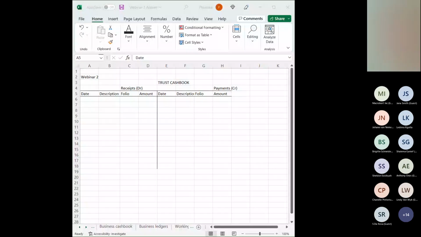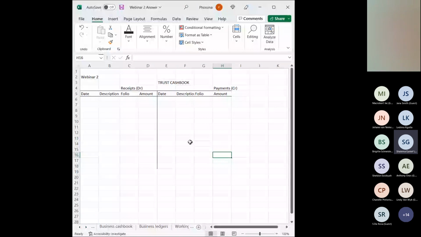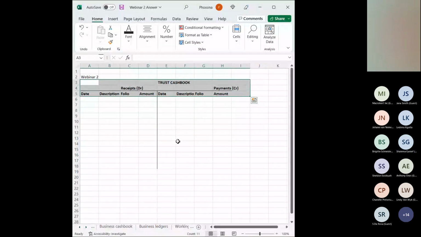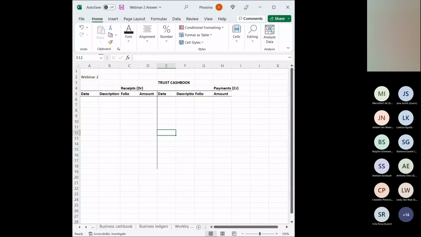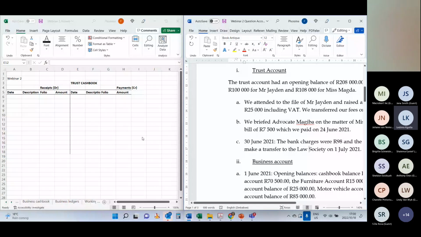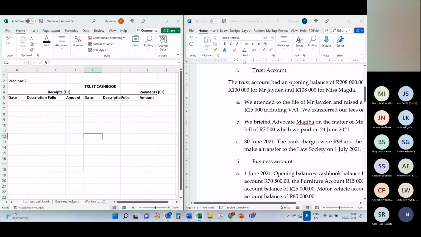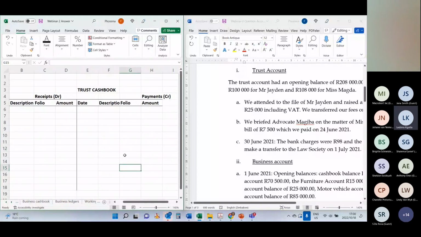Can you see it now? Yes, now I see the Excel part, but not the questions. You are not seeing the questions anymore. Yes, only the Excel. Okay, let me try to share the screen. Technological challenges. Can you see now? Yes, now we can see both. Thank you. Okay, so thank you so much for trying.